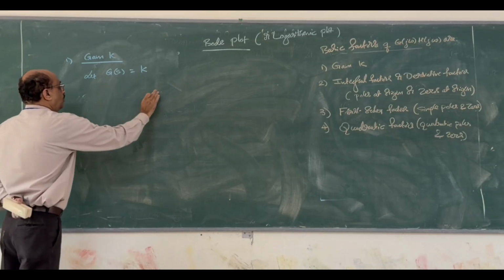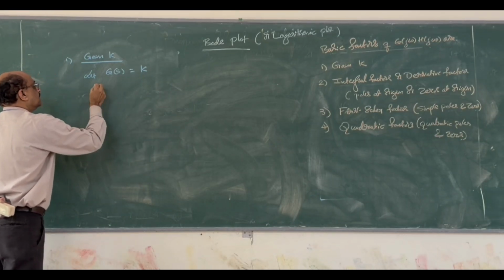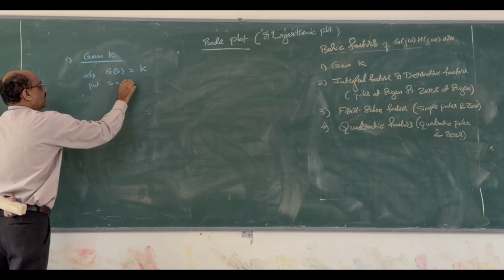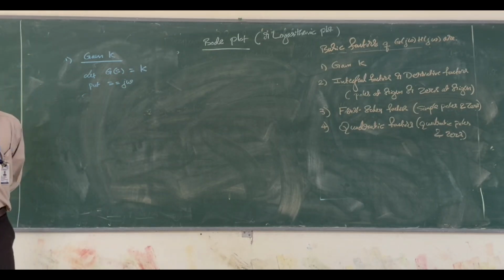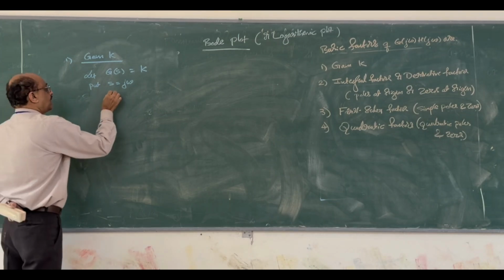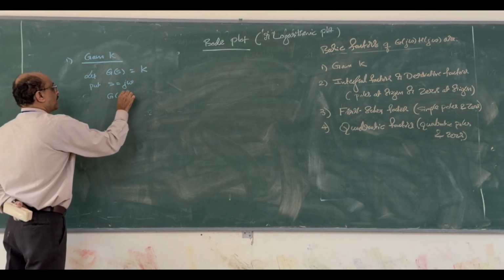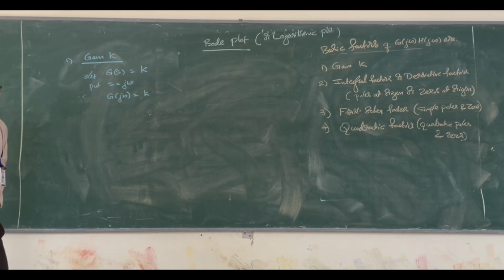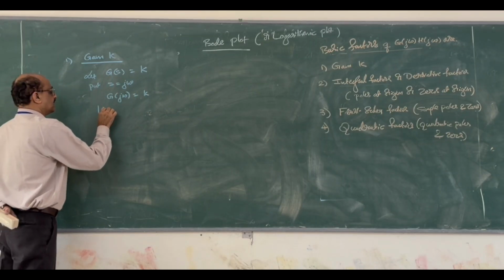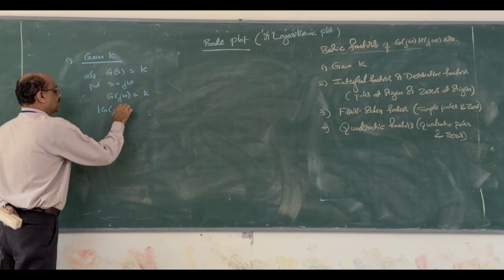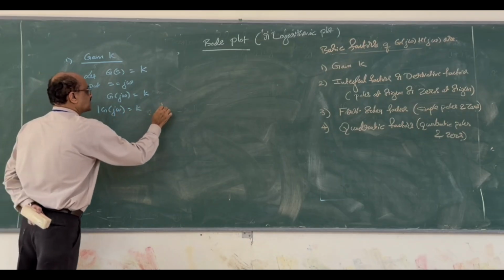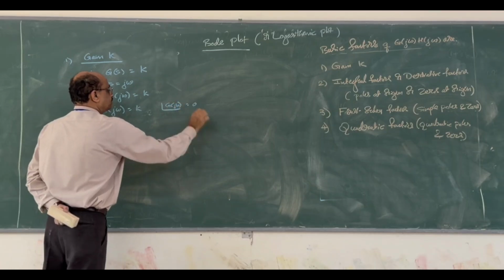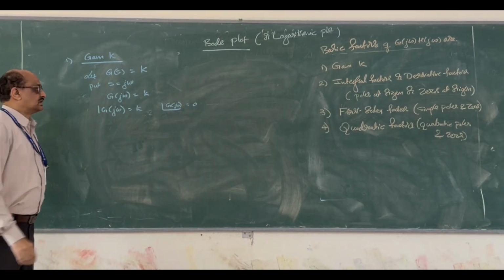I have only one constant, so again put s equal to j omega to get the sinusoidal transfer function. Same thing. I get G of j omega equal to k. Magnitude of G of j omega is equal to k. Phase angle of G of j omega is equal to 0. It will not contribute, 0 degree.